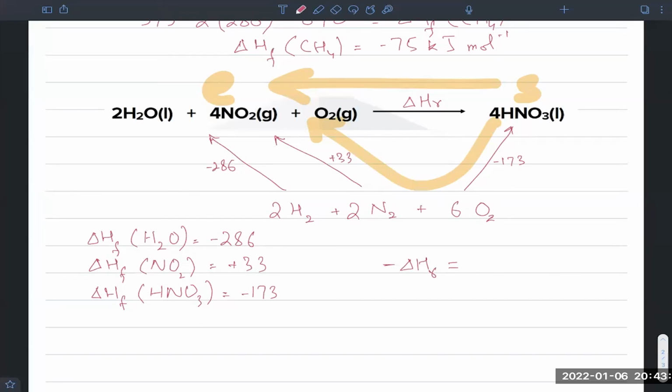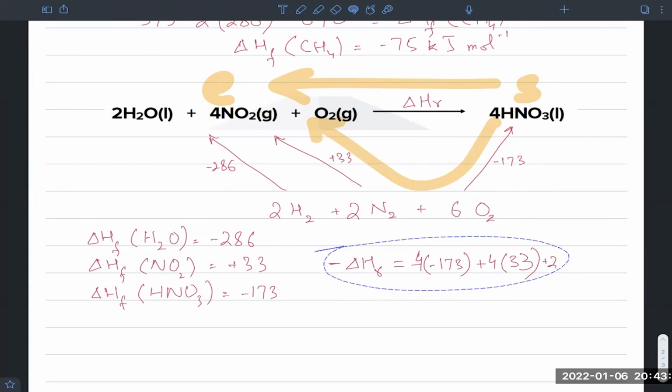Now for the indirect path, I'll go opposite to minus 173, so I'll put minus 173. And this must be multiplied with 4 because I have 4 nitric acid. Similarly, I'm going in the same direction as 33 and I'm making 4 nitrogen dioxide, so I'll go plus 4 times 33. And I'm going in the same direction of minus 286 and I'm making 2 of water, so I'll do plus 2 times minus 286.